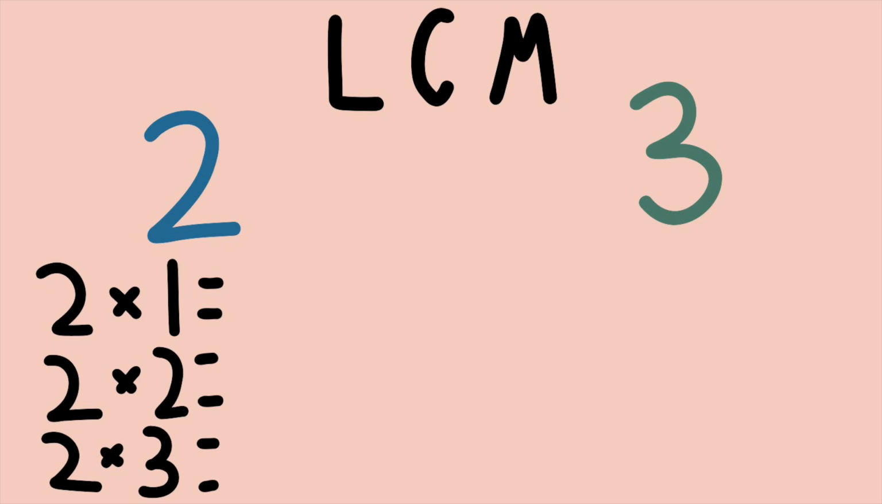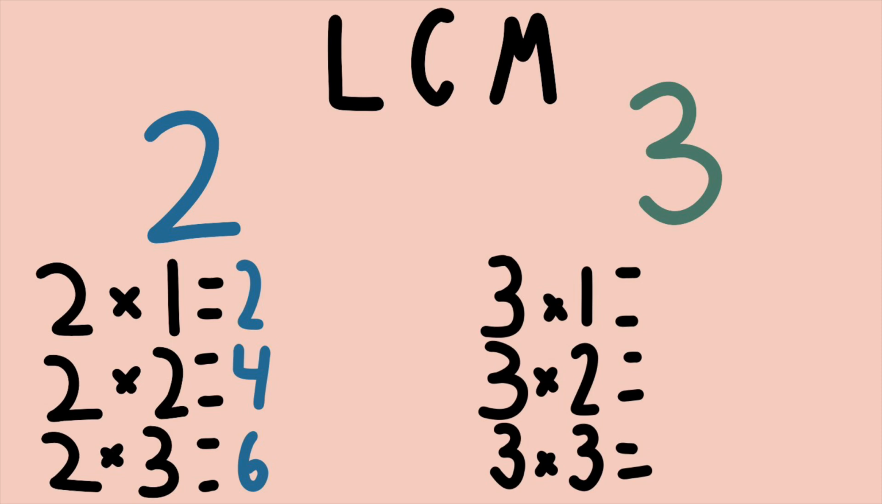First problem will be finding the least common multiple of 2 and 3. I've already started the first step. This will be finding the first three multiples of 2. So the multiples would be 2 times 1, 2 times 2, and 2 times 3. So what are those? 2 times 1 is 2, 2 times 2 is 4, and 2 times 3 is 6. This means the first three multiples of 2 are 2, 4, and 6.